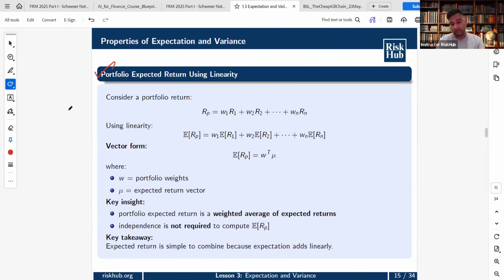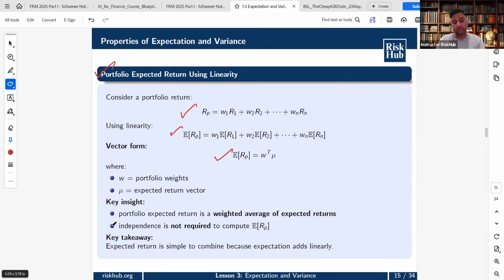Now we apply the previous slide to finance. Portfolio return is equal to RP = W1 R1 + W2 R2 + ... + WN RN. Applying linearity, we get W1 expected value R1 + W2 expected value R2 + ... + WN expected value RN. And then we use the matrix form.